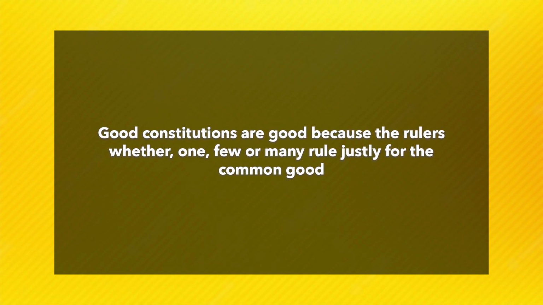The three good constitutions are differentiated from the three perverted forms of constitutions on the basis of justice. Good constitutions are good because the rulers, whether one, few, or many, rule justly for the common good. Similarly, perverted governments are bad because the rulers rule unjustly for the sake of their selfish interests. Aristotle is clear that it is not the form of the government that matters.